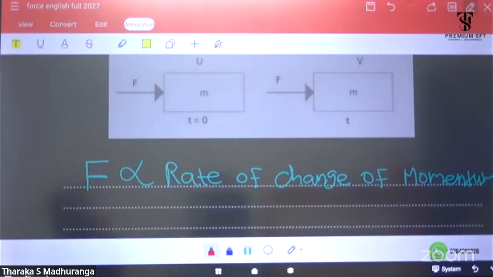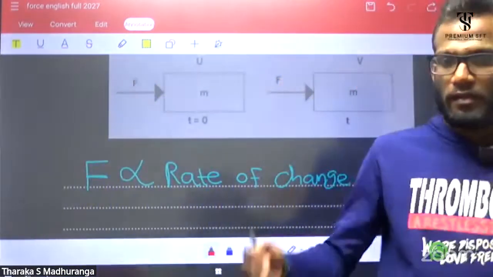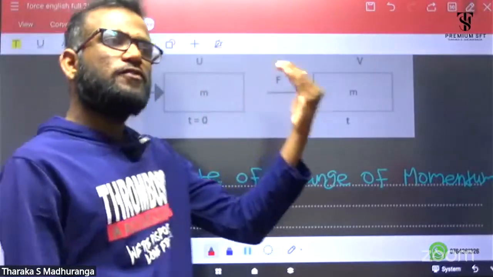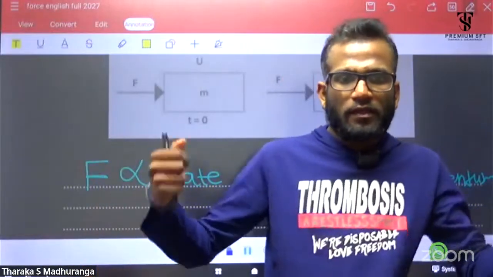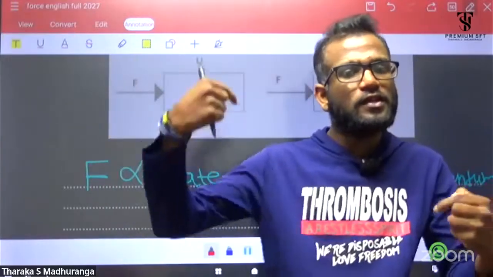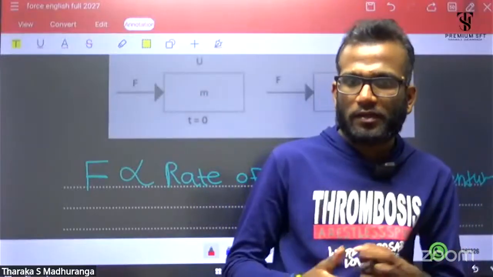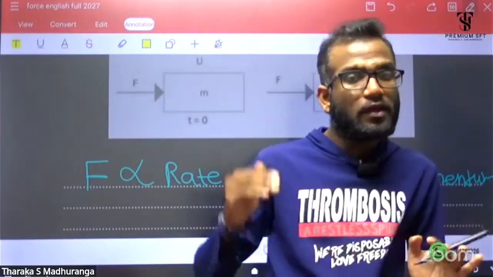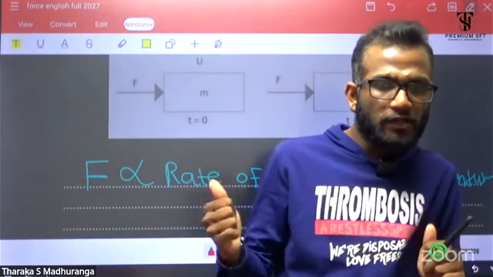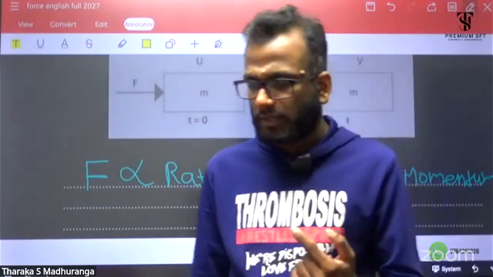Okay, this is Newton's second law in the second way. In the first way, what is the first way, the acceleration method? The acceleration is directly proportional to the unbalanced force and inversely proportional to the mass of the object. That is the acceleration method. The second method we call the momentum method.